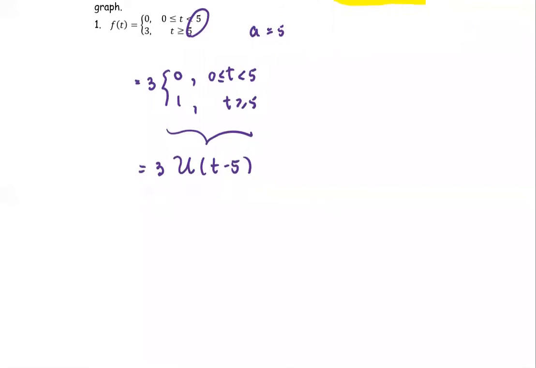Now we're going to sketch the graph. The point of translation is at 5. Between 0 and 5, including 0, the function value is 0. And then for t greater than or equal to 5, the function value will be 3.